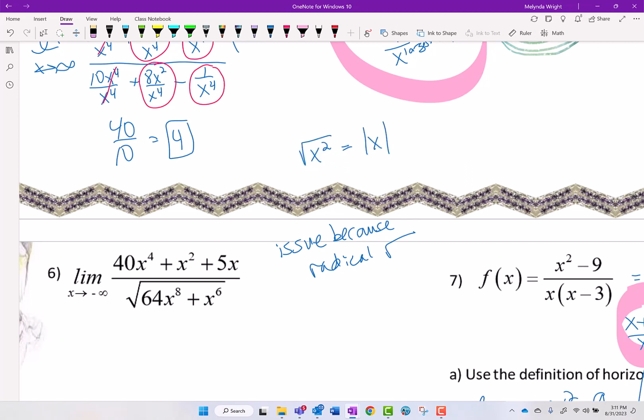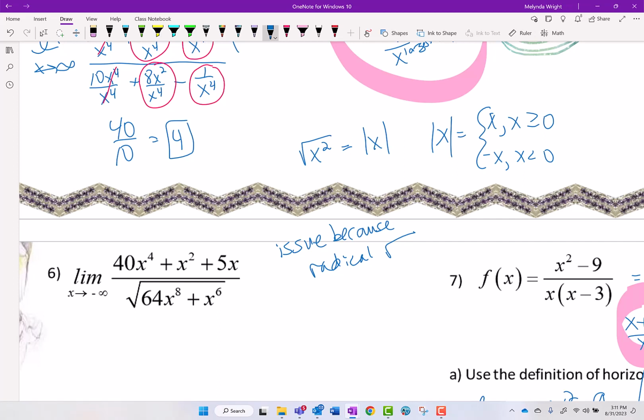Because the definition of absolute value of x is x when x is greater than or equal to 0 and negative x when x is less than 0. Right? That's what it is on our formula sheet. That's the definition, the absolute value. And this is why you need it, because of this and other reasons. This is one.